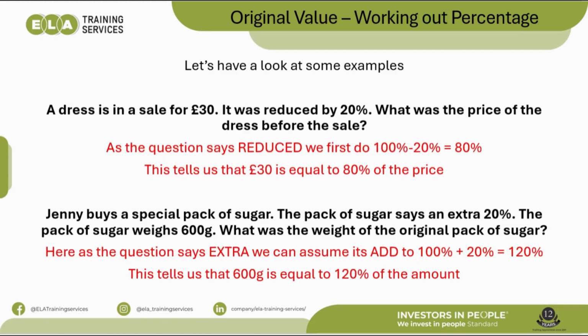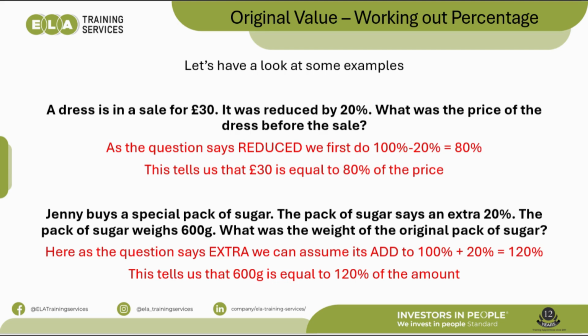A dress is in a sale for £30. It was reduced by 20%. What was the price of the dress before the sale? As the question says reduced, we first do 100% subtract 20% equals 80%. This tells us that £30 is equal to 80% of the price.